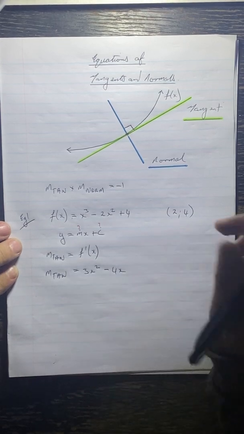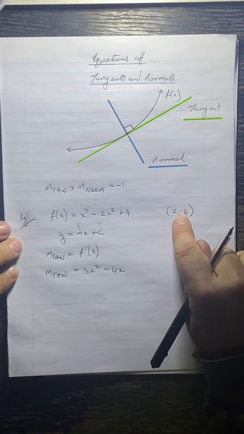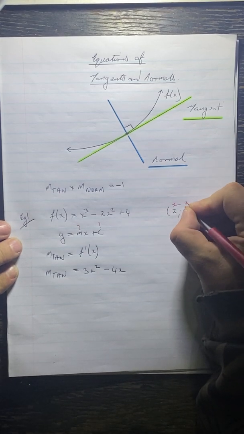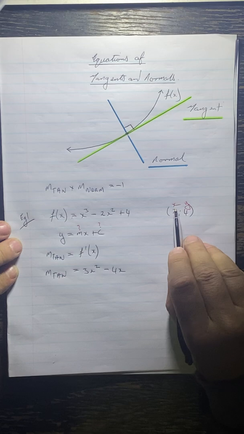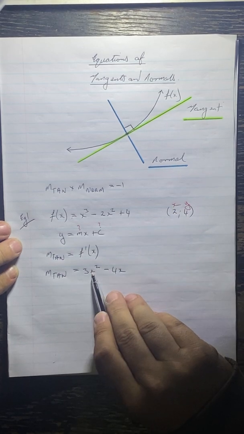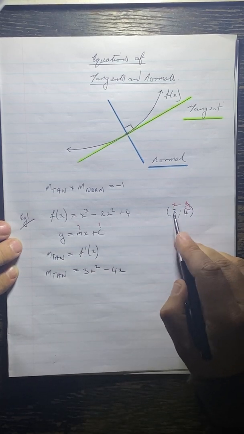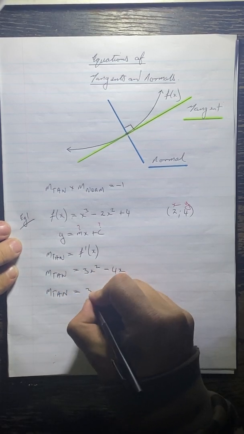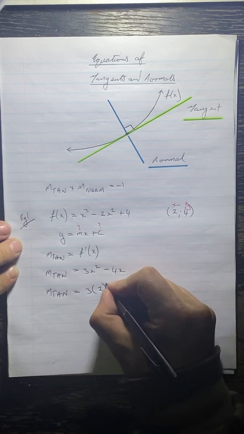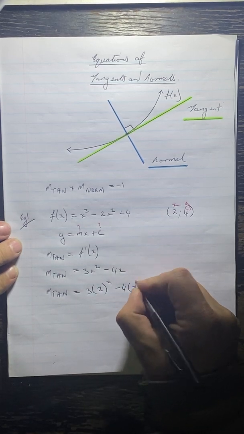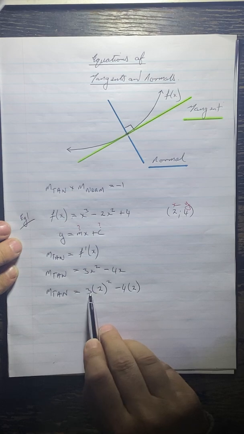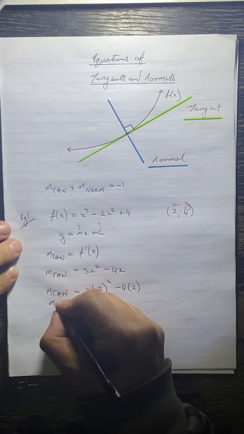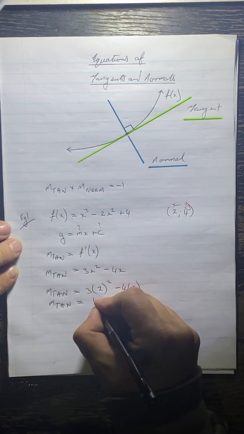But we're interested in a particular point, which is this here. This is our point of contact, and remember that this has a coordinate, so it's an x and a y value. All I do is take my x value, put it in here, and that will give me the gradient at this point. So the gradient of the tangent is equal to 3 times 2 squared minus 4 times 2. That gives us 12 minus 8, which is 4. So we know that the gradient of the tangent is equal to 4.